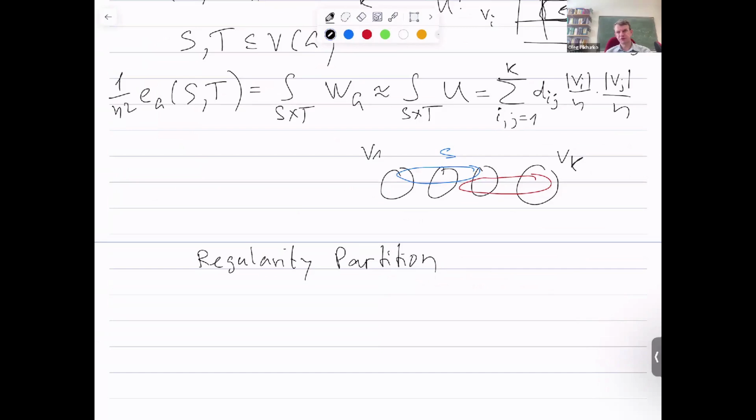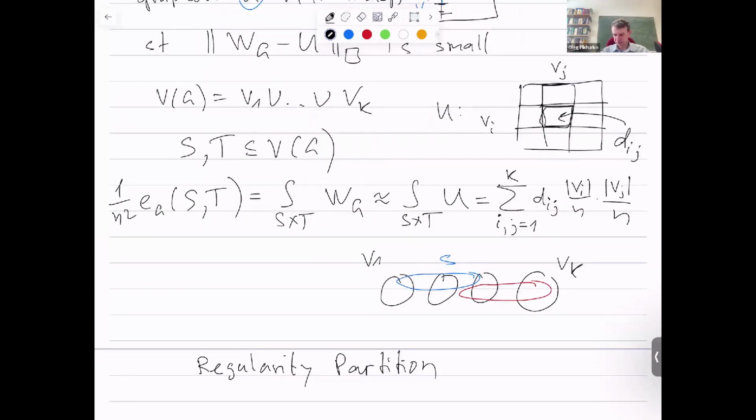There is one difference. I will be very vague, I won't give any definitions. Excuse me, there's a question. Why |vi| over n? Yeah, because the total measure of, so n is the scaling factor. So the total measure is 1 in this interval. Oh wait, good question. Yeah, you are right.